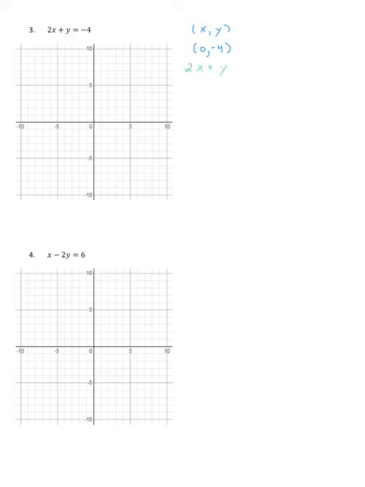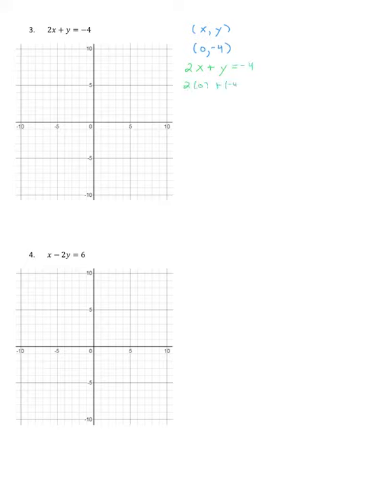So my equation is 2x plus y is equal to -4. If I put 0 in place of x and -4 in place of y, is this a true statement? And the answer is yeah, because -4 is equal to -4. This means that the point (0, -4) is on the graph.